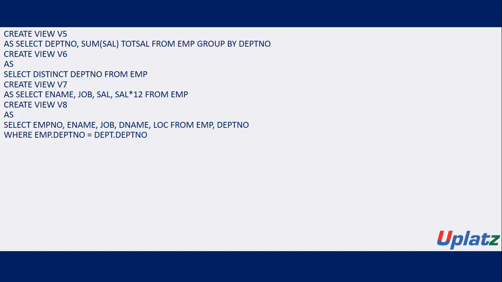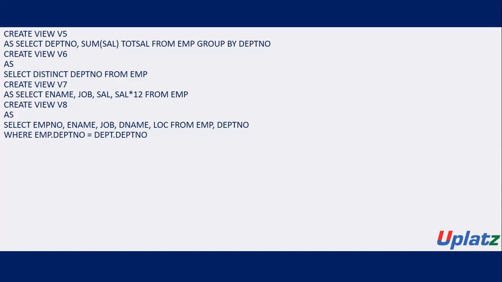Department number 20. How many employees are working here? 2 employees are working here. One employee is getting 5,000 and another employee is getting 7,000. So the total salary is what? Sum of both employees' salaries is 12,000. So here department 20 aggregate salary is 12,000. That is we are using the summation function, that is sum aggregate function.